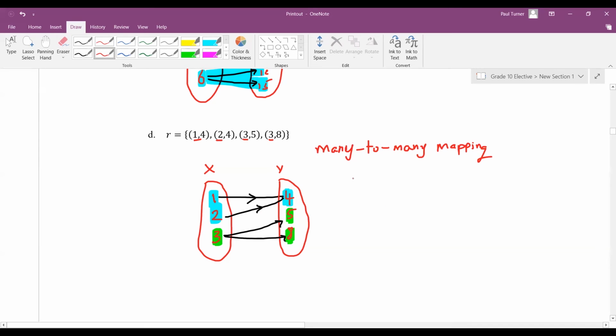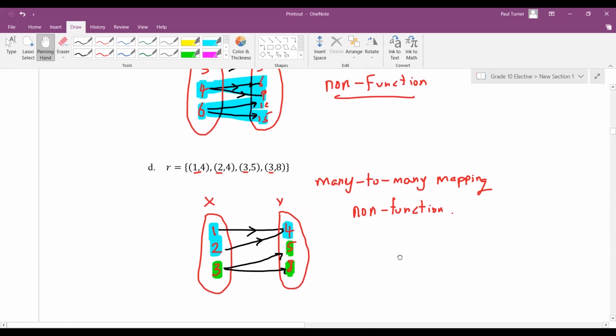And this is not a function, a non-function. Remember, it's still a relation because these are all relationships between pairs of numbers. But function is a special subset. All right, got that? Any questions? No problem.